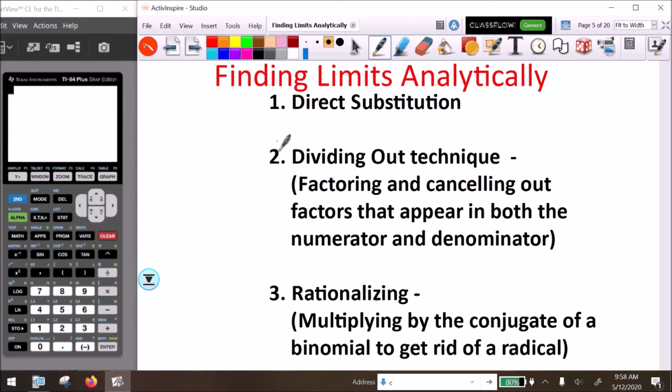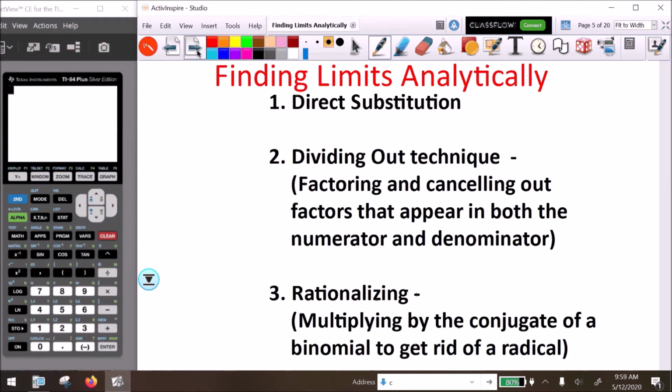The other method is called factoring or the dividing out technique. This is when you have a rational function and you factor the numerator and denominator and find that there's a common factor in both the numerator and the denominator, and you can cancel that out, and then you can find what the limit approaches. The final method is called rationalizing, and this is when you multiply by the conjugate of a binomial to get rid of a radical. And we're going to see two examples of that.